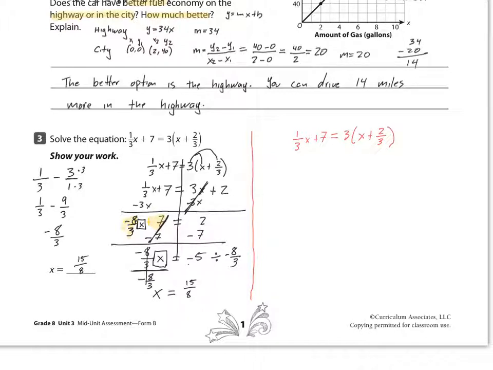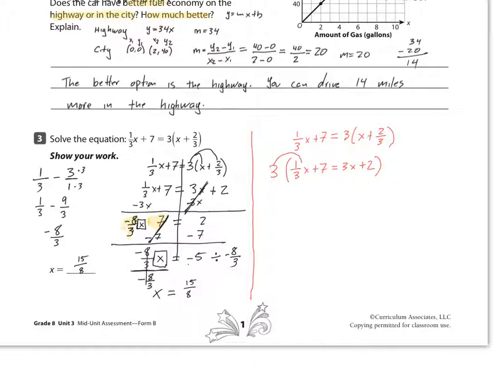Now I'm going to apply the distributive property just like the previous problem, and I get 1/3 x plus 7 equals 3x plus 2. Now we have a fraction here, and if you don't like that fraction, you can actually multiply everything by the denominator. In this case, our denominator is 3, so I need to multiply each term by 3. So the only thing I'm going to do is put parentheses and multiply everything by 3.